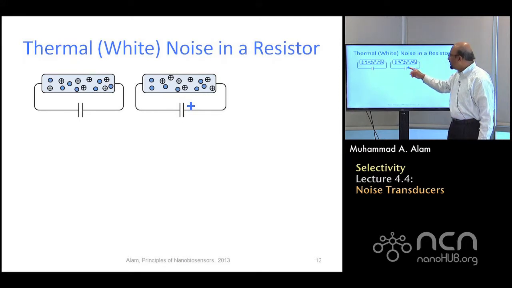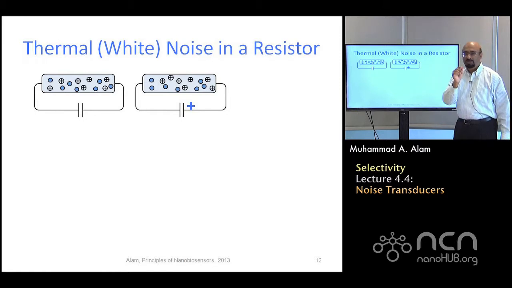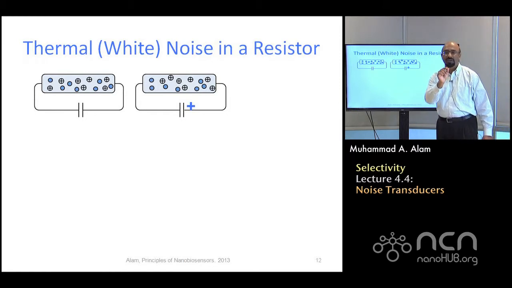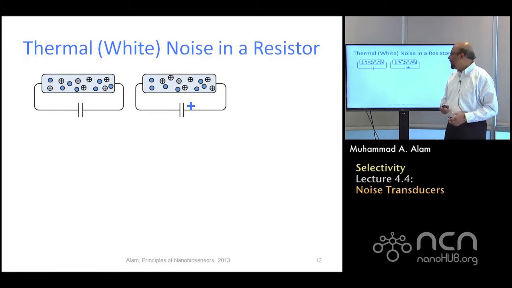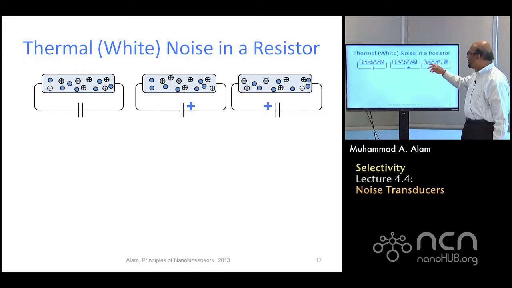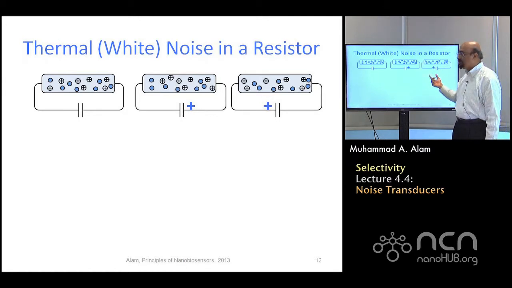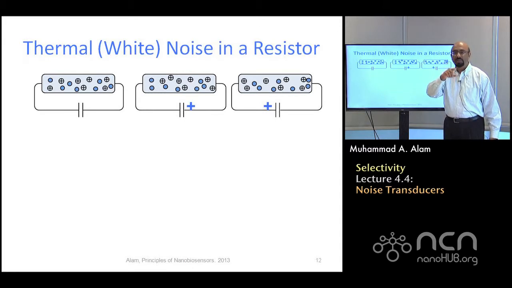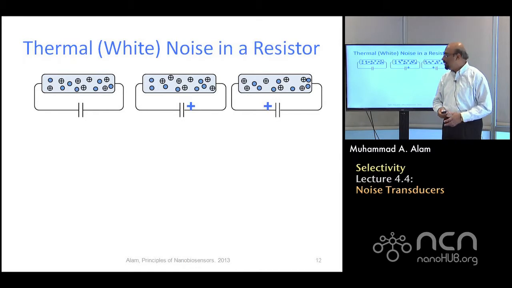And so what will happen? This terminal will become positive, that terminal will become negative, and so there will be a little bit of positive voltage generated for a transient moment. Then, a little while later, there may be holes on this side, electrons on the other side, and so this terminal will become positive, this terminal negative. So if you had a voltmeter across here, it would read sometimes positive, sometimes negative, and it will keep fluctuating around. That's noise.